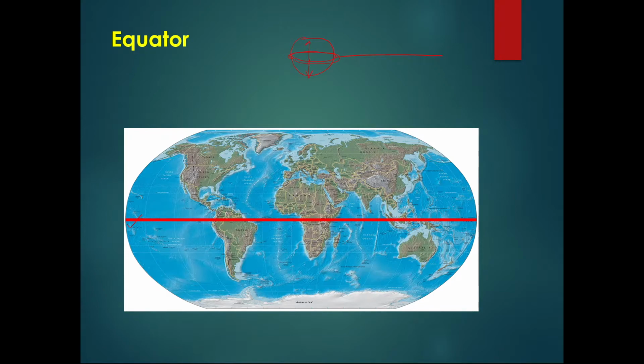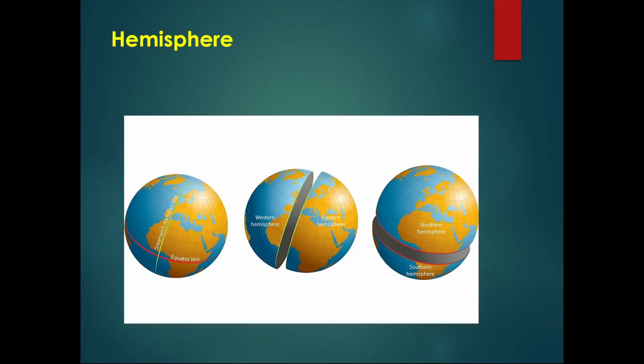So this is the equator, a circular line, and there are various imaginary circular lines we have drawn on this. All these circular lines are parallels of latitude. So the equator is also a latitude, and there are various latitudes we have drawn on this, and we will learn about them later. Now we will learn about hemisphere.